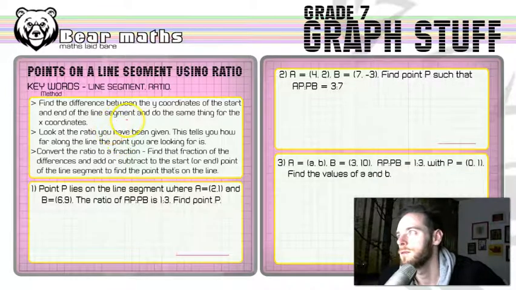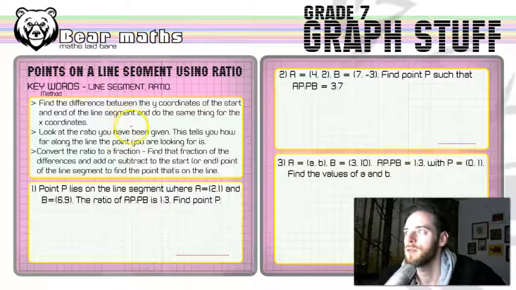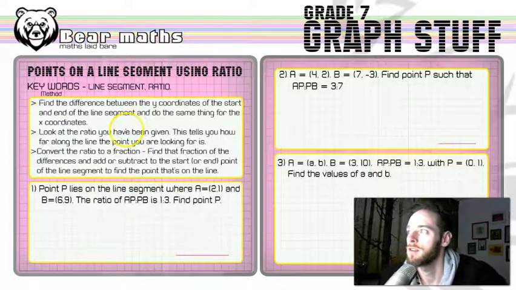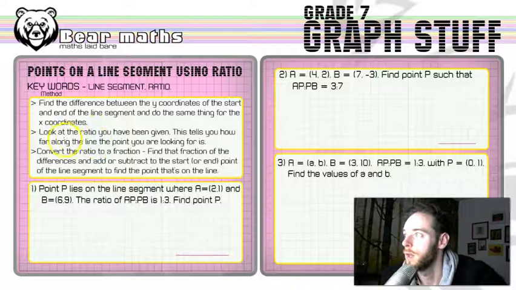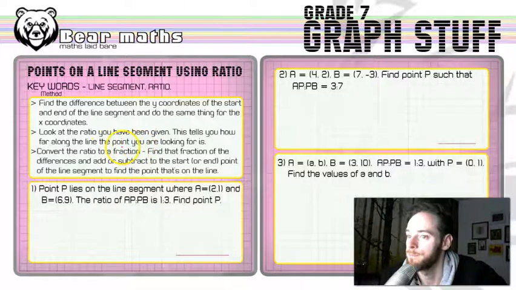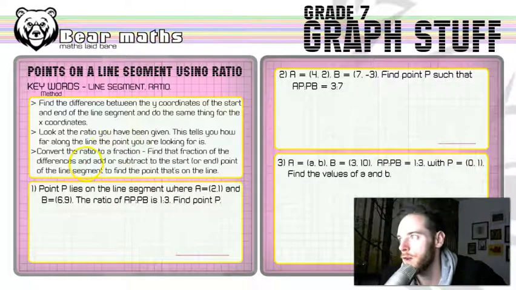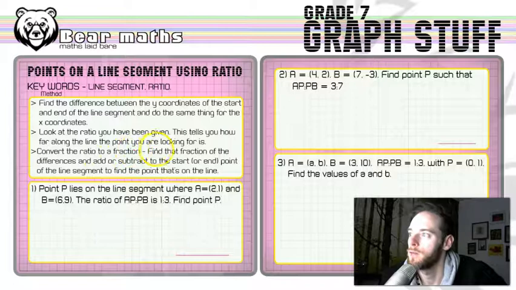Now, the method states that we've got to find the difference between the y coordinates at the start and the end of the line segment, and do the same thing for the x coordinates. Before that though, I would recommend drawing a sketch. So that's what we'll do in each of these questions. Look at the ratio you've been given. This tells you how far along the line the point you are looking for is. Convert the ratio to a fraction. Find that fraction of the differences and add or subtract to the start or the end point.